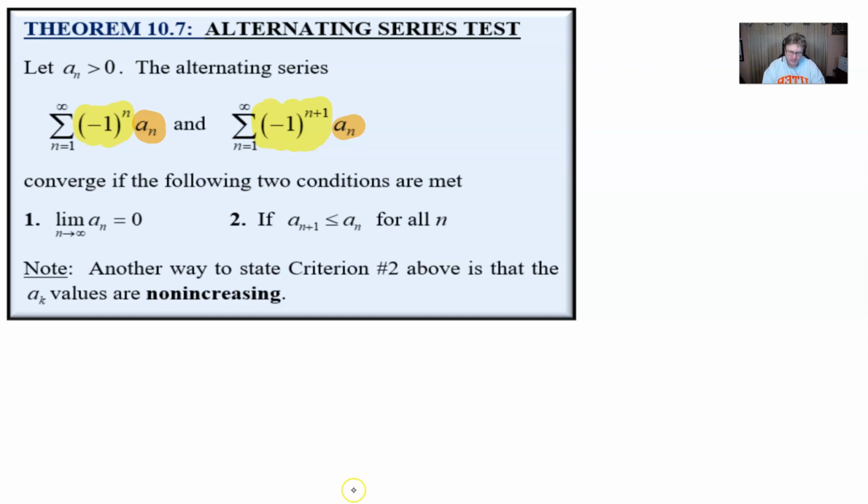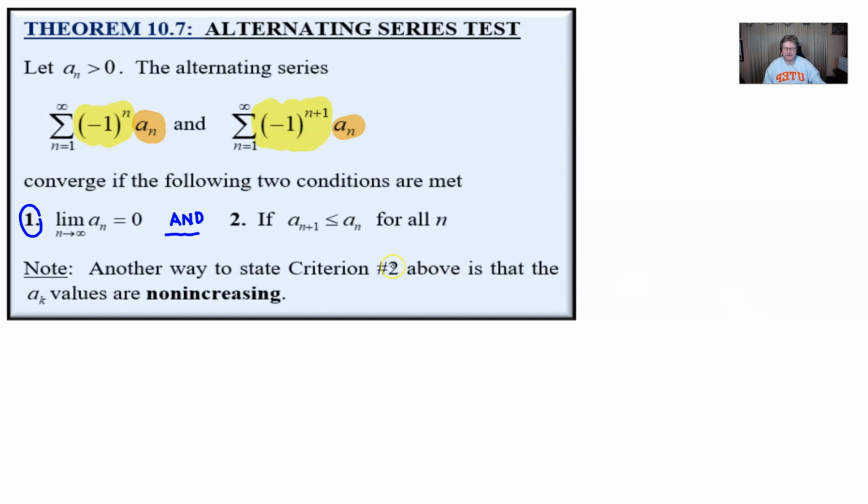There are two different criteria that have to be met. The first one is if the limit of that nth term expression as n approaches infinity is 0, and notice both of these have to be met. The second is if the (n+1)th term is less than or equal to the nth term for all n, then we know that we have ourselves a convergent alternating series.